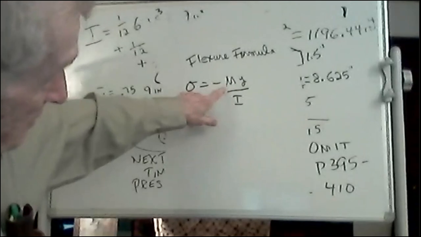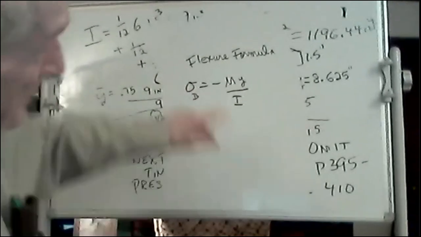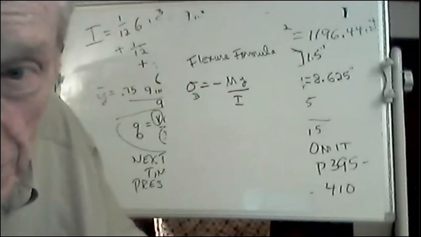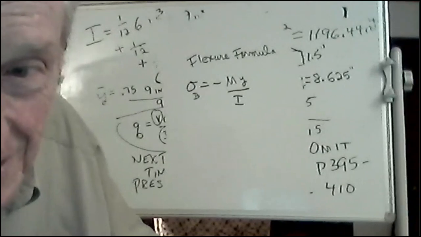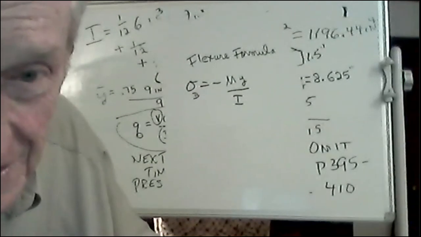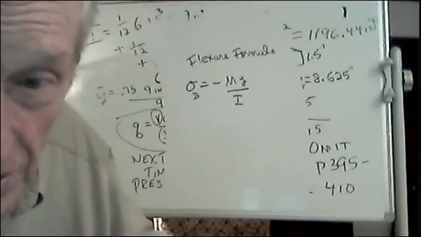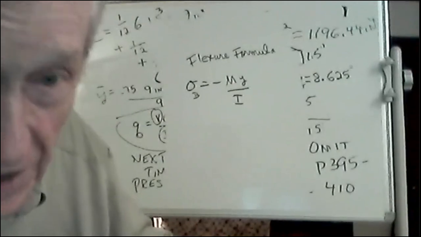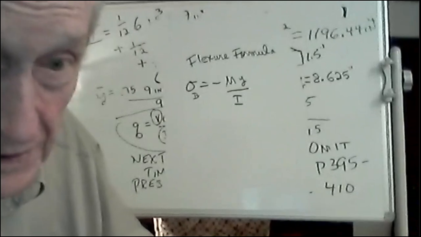I want to see if you guys ever listen to me. Where do you find the bending moment? How do you get the bending moment? You have to take a section. After the sections, and then you draw a what? Your free body diagram. Yes. You draw a bending moment loading diagram. That's where you get it from. That's where it comes from.